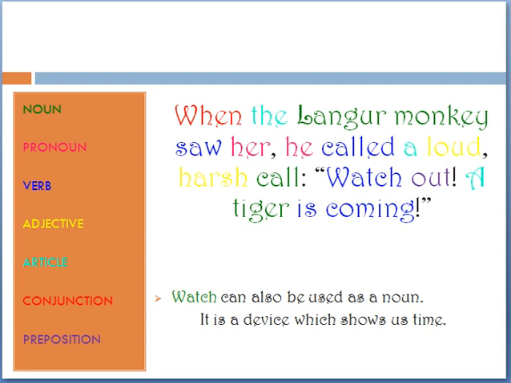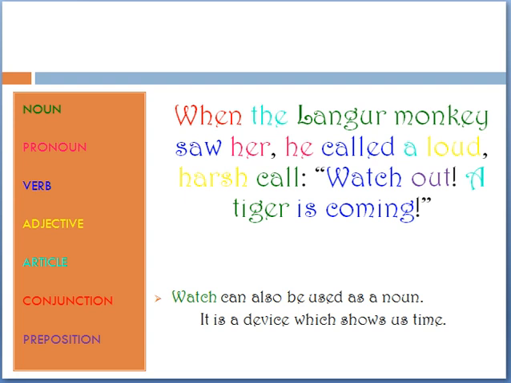He called a loud harsh call. He again is a pronoun. We are talking about the langur monkey who is calling out a loud harsh call. So instead of using langur monkey twice in the same sentence, we have used the pronoun he. Called again is a verb because it is an action. Someone is calling out a loud harsh call. Now loud harsh call is mentioned for the first time in this sentence. That is why we will address it with an indefinite article, that is a.